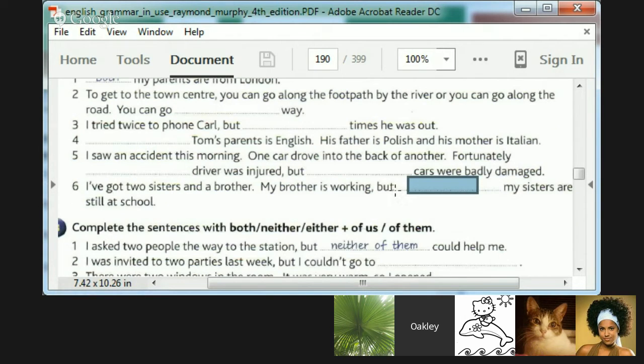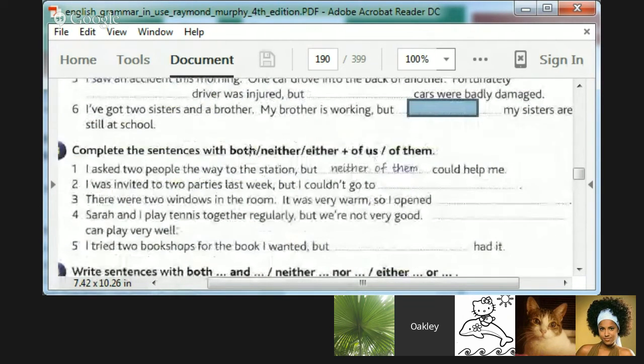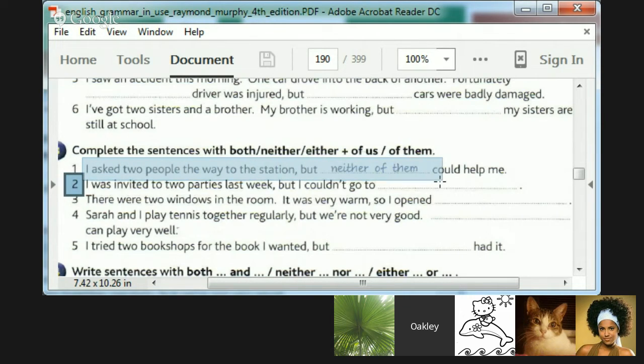Okay. All right. Here we're going to definitely use "of them." Both, neither, either, of them in these sentences. Anna Christina, you're going to start us off here. All right, number 2. Okay, so like the example, I asked 2 people the way to the station, but neither of them could help me. So you're going to use both, neither, or either, and "of us" or "of them."